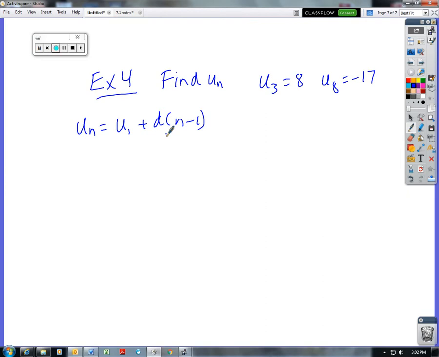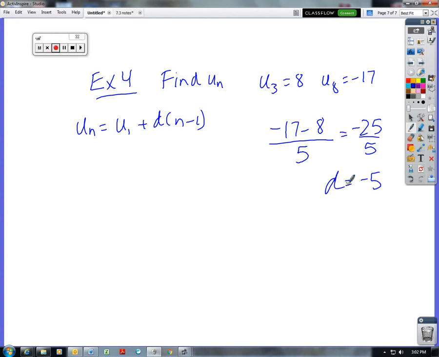The fast way is to notice, going from 3 to 8, that's 5 terms. So you can do -17 minus 8 and get the difference between these two numbers, and then divide by how many terms. So that's a difference over 5 terms, 8 minus 3. And then that gives you -25 over 5, which is -5. So that's d.